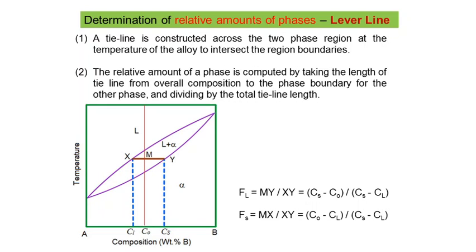Similarly, if we want to know the relative phase fraction of the solid phase, in the numerator we will have XM, and in the denominator we will have the total length of the tie line, which is XY.